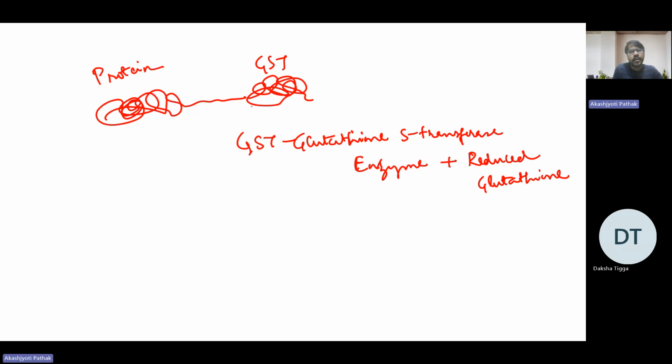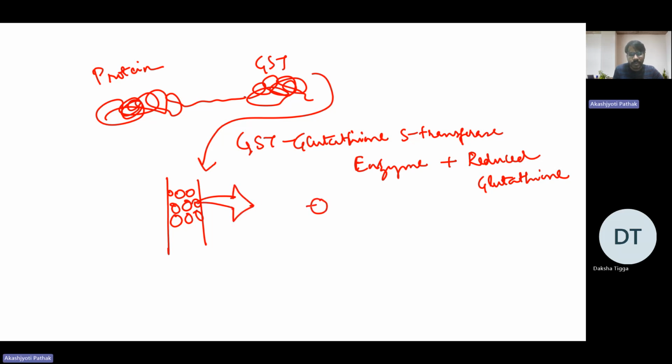So what will happen when you apply this on the column? So you have your GST column. If you see the GST column, what will you get? Your beads are immobilized with glutathione substrate. So this is the glutathione substrate.